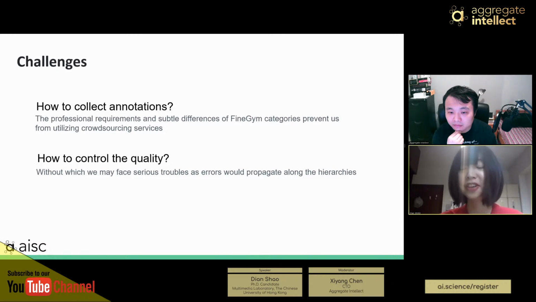The fourth challenge is how to control the dataset quality. One of the most crucial things for fine-grained datasets is quality, since mislabeling of finer concepts will make a model more easily trapped in confusion. Compared with its coarse-grained counterparts, fine-grained annotations need stricter standards and well-designed measures to guarantee the quality.